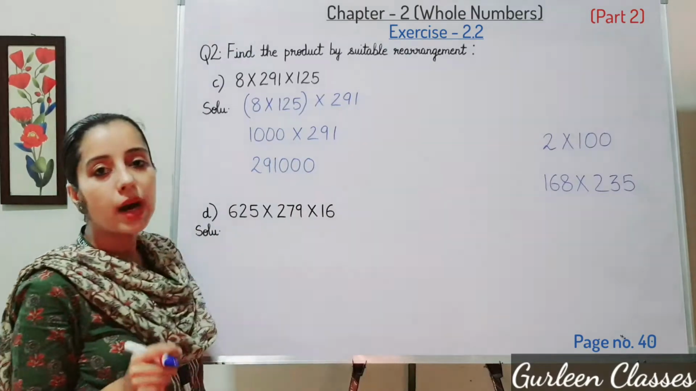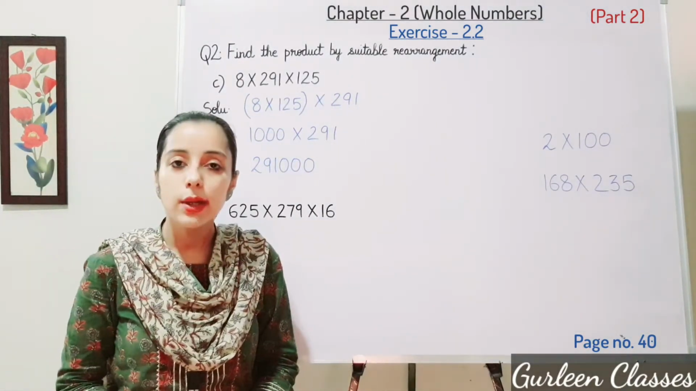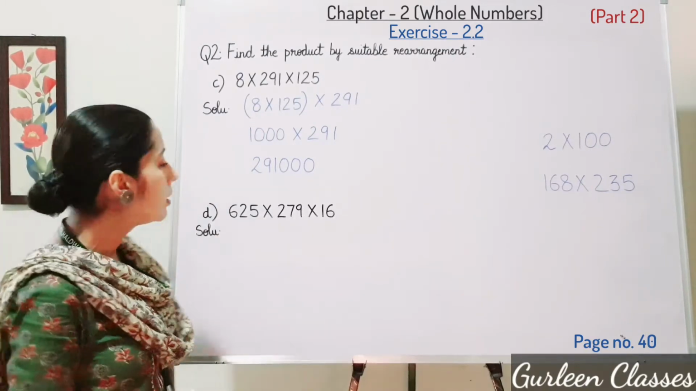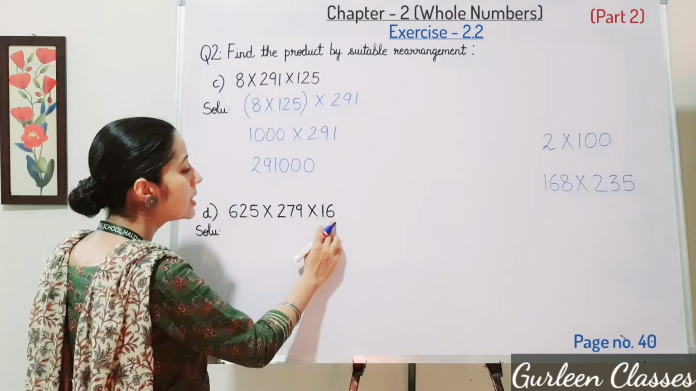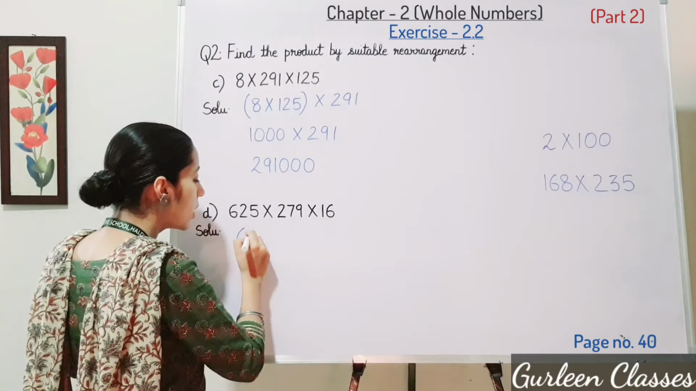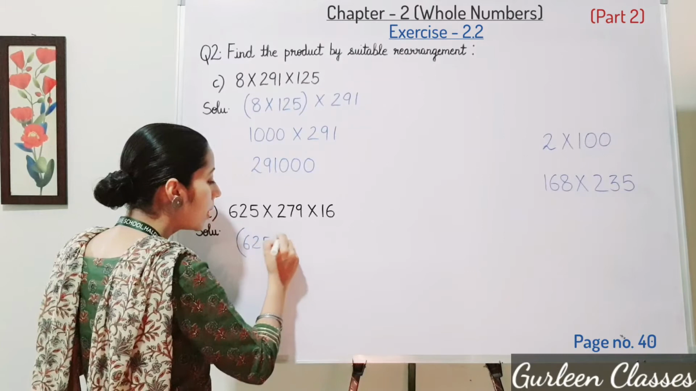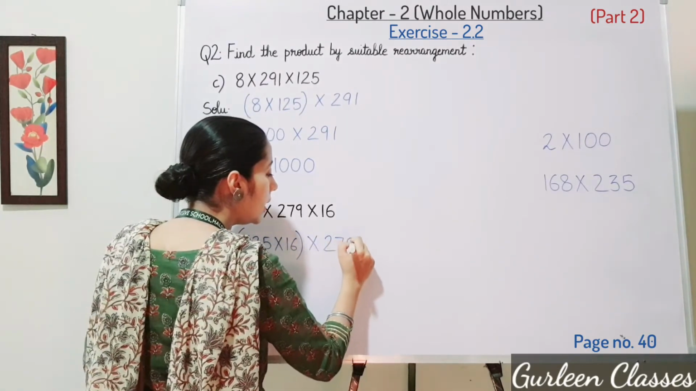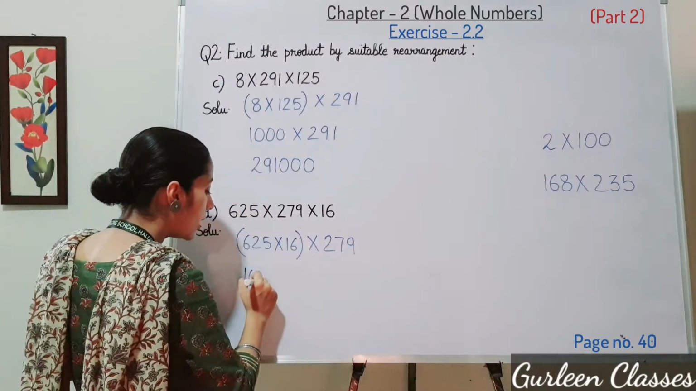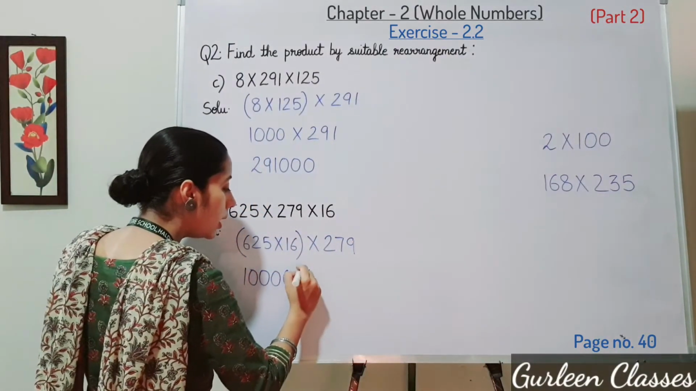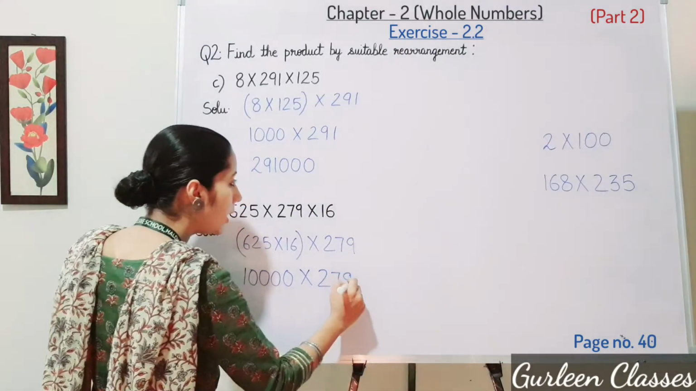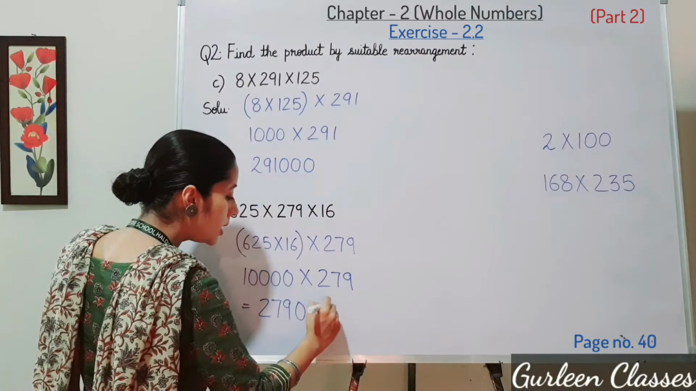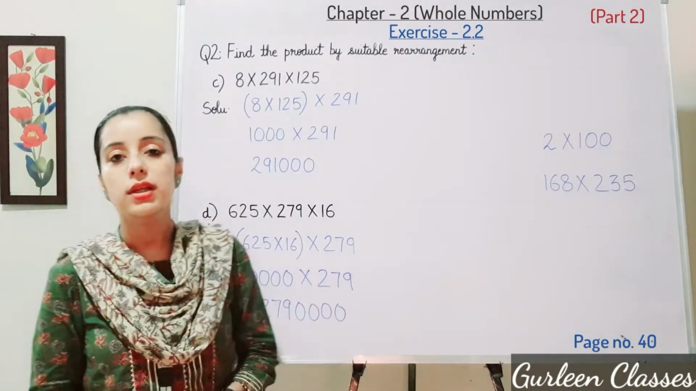291000. Now D part: 625 into 279 into 16. Let us make the pair. So at last here we have 5 and 6. 5 sixes are 30. So we are getting 0 at last. 625 into 16 into 279. So if you multiply, we are getting 10,000 into 279. So at last we are getting 279. And how many times 0? 4 times 0. I hope students these questions are clear.